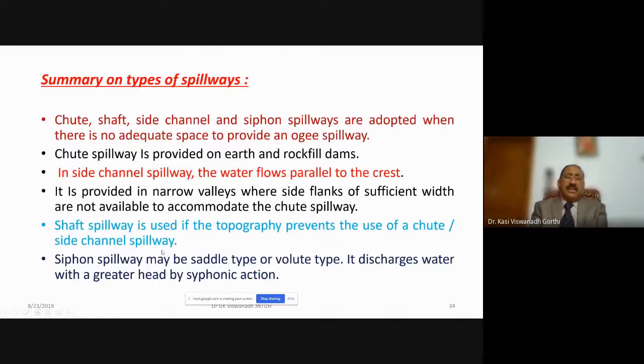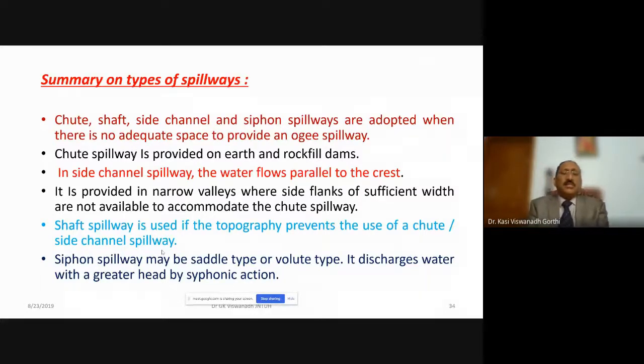So we have seen about 4 or 5 types of spillways, starting from a straight drop spillway, then the Ogee spillway, chute or side channel spillway, trough spillway, and then the siphon spillway. Chute, shaft, side channel and siphon spillways are adopted when there is no adequate space to provide an Ogee spillway. Chute spillway is provided on earth and rock fill dams.